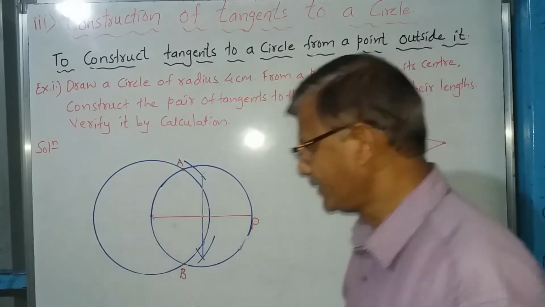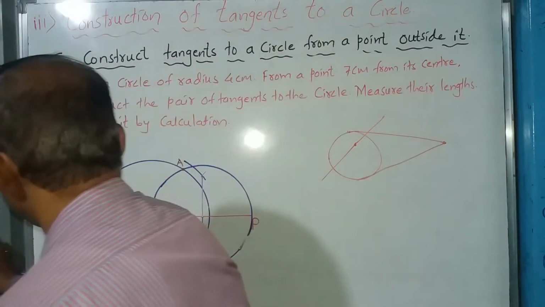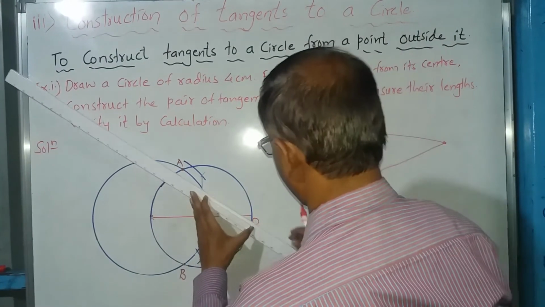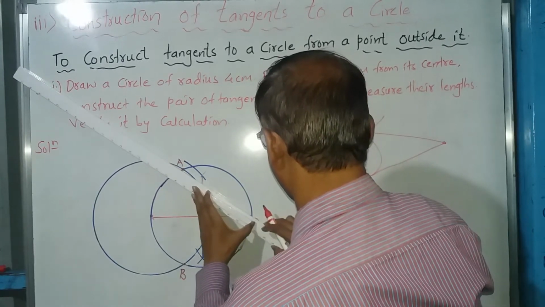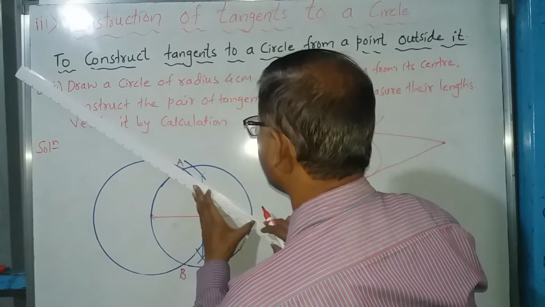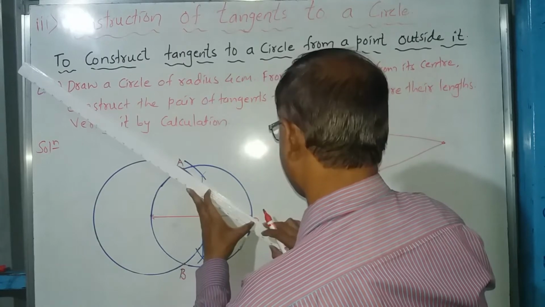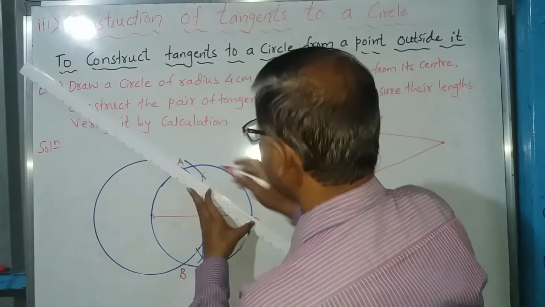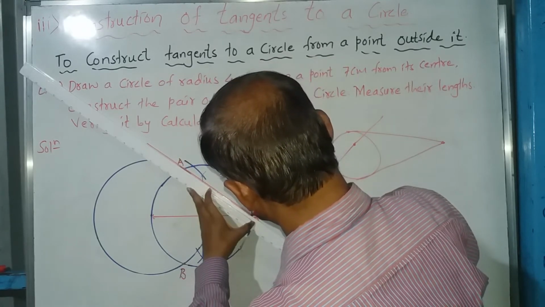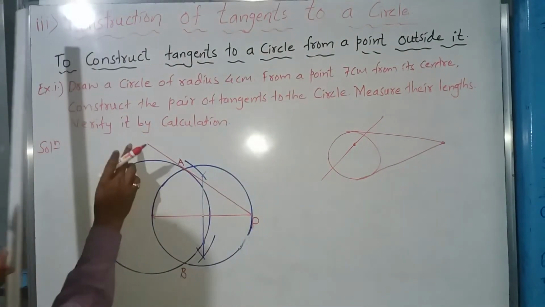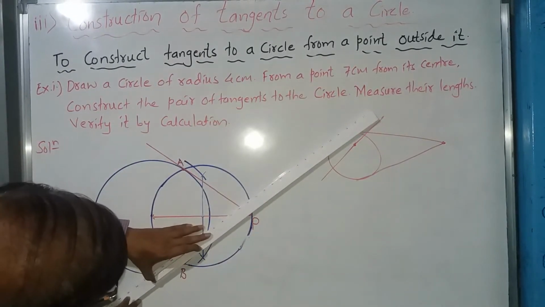So very simple it is now. Just join these two. Join AP. Yes, so AP is the line which touches the circle at a point A and which is drawn from the external point. So this is tangent number 1 and this is our tangent number 2.